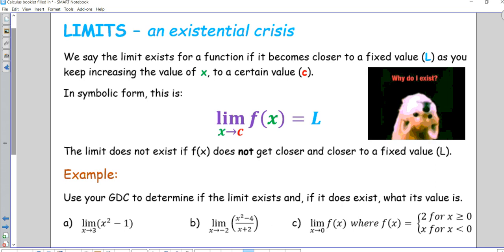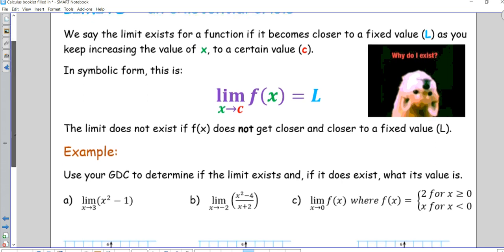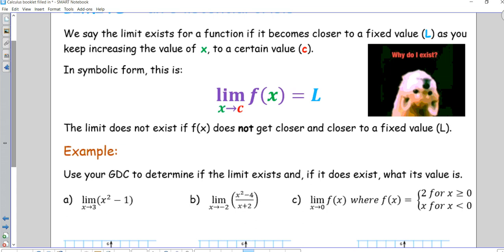In symbolic form, you're going to probably get used to these weird symbols now. They say the limit as x approaches a certain value, like infinity or 1 or 2, the y values of the function approach a limit, like a fixed value. This notation is kind of new, weird notation you might get used to. The limit as the x values get closer and closer to a certain number, the function's y values will get closer and closer to a certain fixed value, if the limit exists. The limit doesn't exist if the y values of the function don't get closer and closer to a fixed value, like it's more like a divergent kind of sequence.